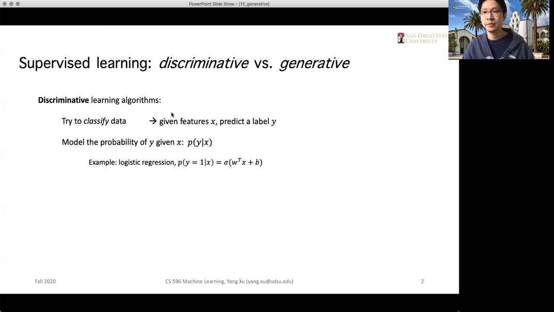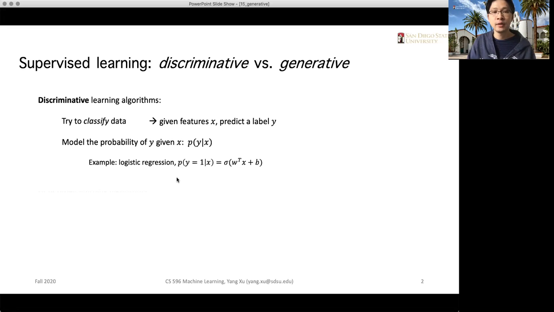So a typical example is logistic regression, where we use the output from a sigmoid function as the probability that a given data point x belongs to the class y equals 1. So this is a very typical discriminative learning. We are discriminating data, classifying them into different groups.